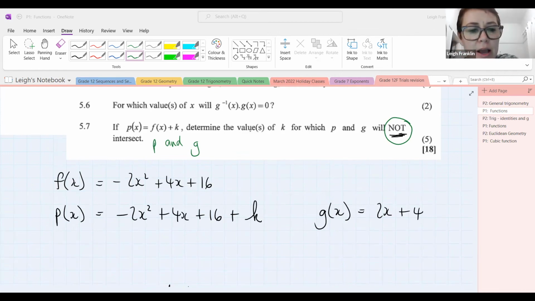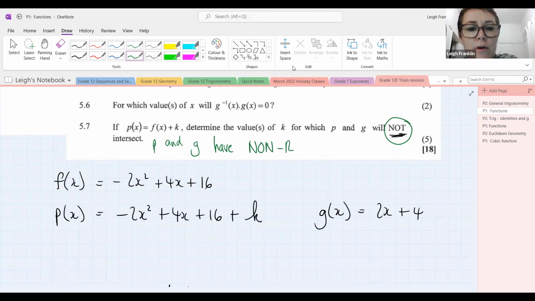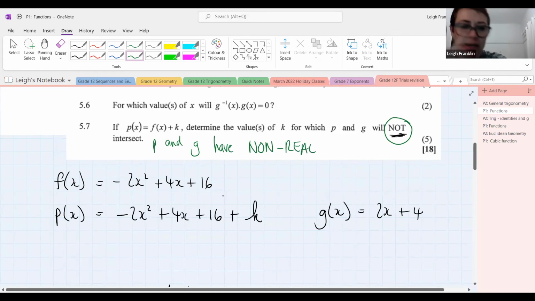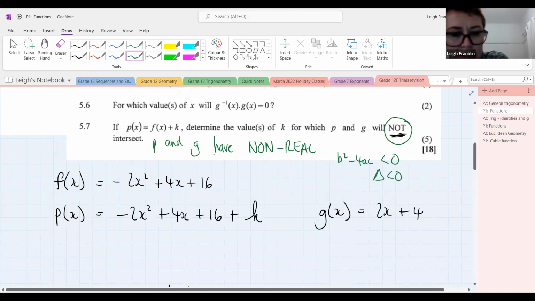P and G have non... There we go. Well done. Excellent. They have non-real roots. So what's negative? Delta, the discriminant. In other words, b squared minus 4ac is what is negative, or delta. Delta is what's negative in this particular case.